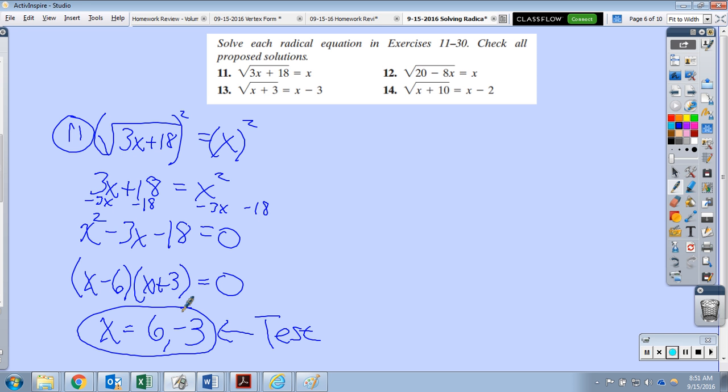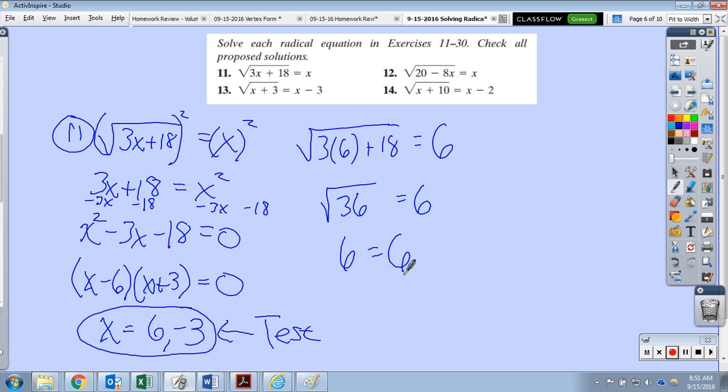So the original was the square root of 3x plus 18. So I'm going to plug in, let's say, testing 6 first. Plus 18. Does that equal 6? I want to see if this makes a true statement. It definitely does. Oh, that's under the radical. All of this is underneath the radical. The value that's underneath the radical is called the radicand, just so you know.